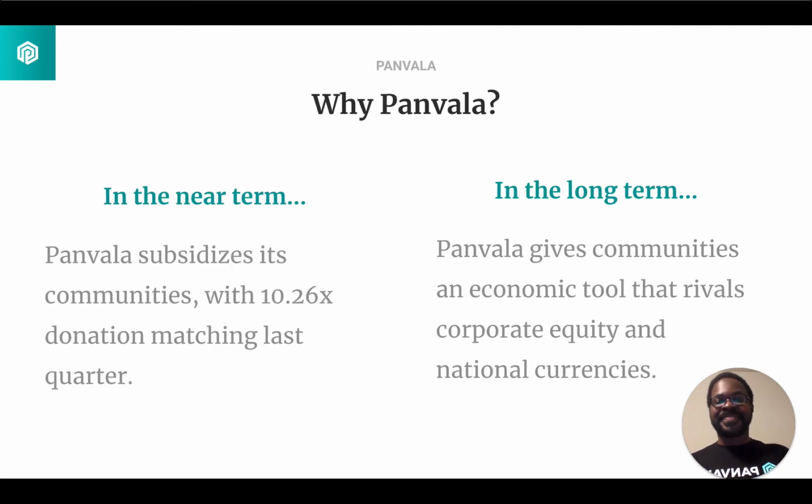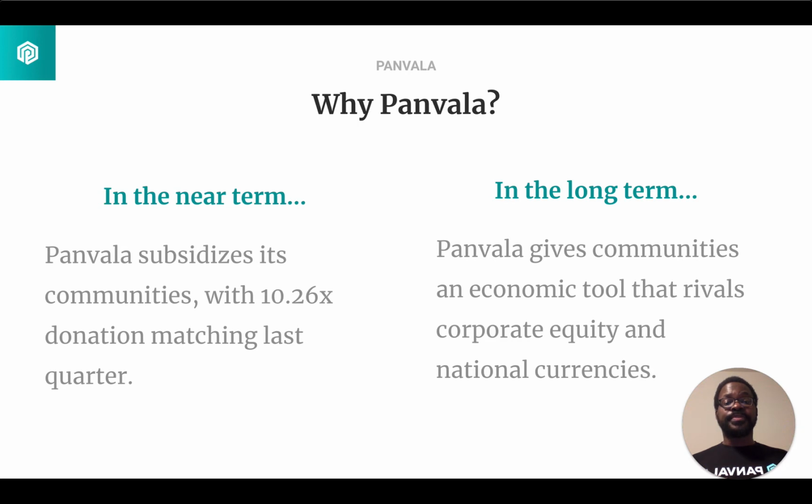Pan token. So in the near term, the reason to be part of Panvala is because it subsidizes communities and matches your donations. We had 10.26x donation matching last quarter, and we're going to continue doing that each quarter. The multiplier isn't fixed, it fluctuates over time, but last quarter it was 10.26x.